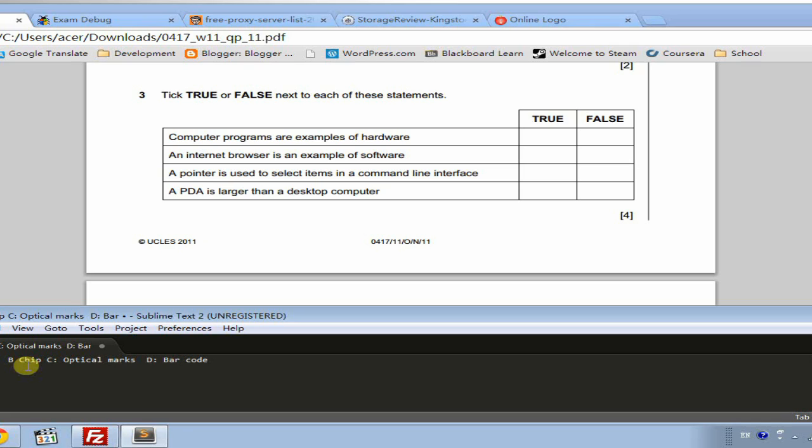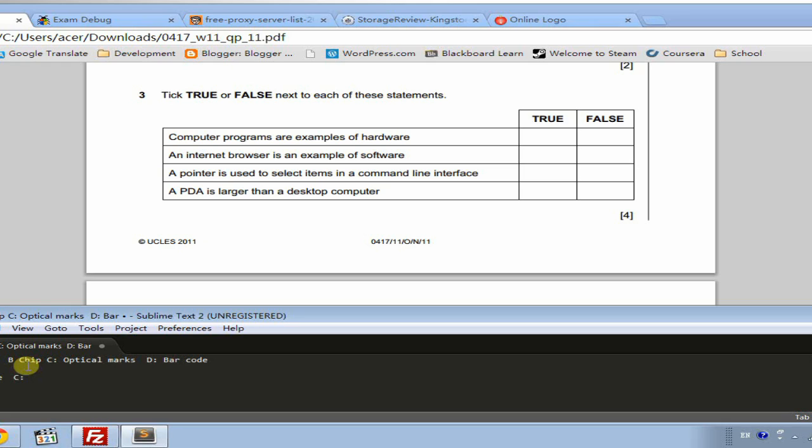An internet browser is an example of software. So again, we have to know the difference between hardware and software. An internet browser, as I'm sure you're aware, is not a physical thing. It's just a conceptual idea on the computer. It's a program. So an internet browser is an example of software. This is going to be true.